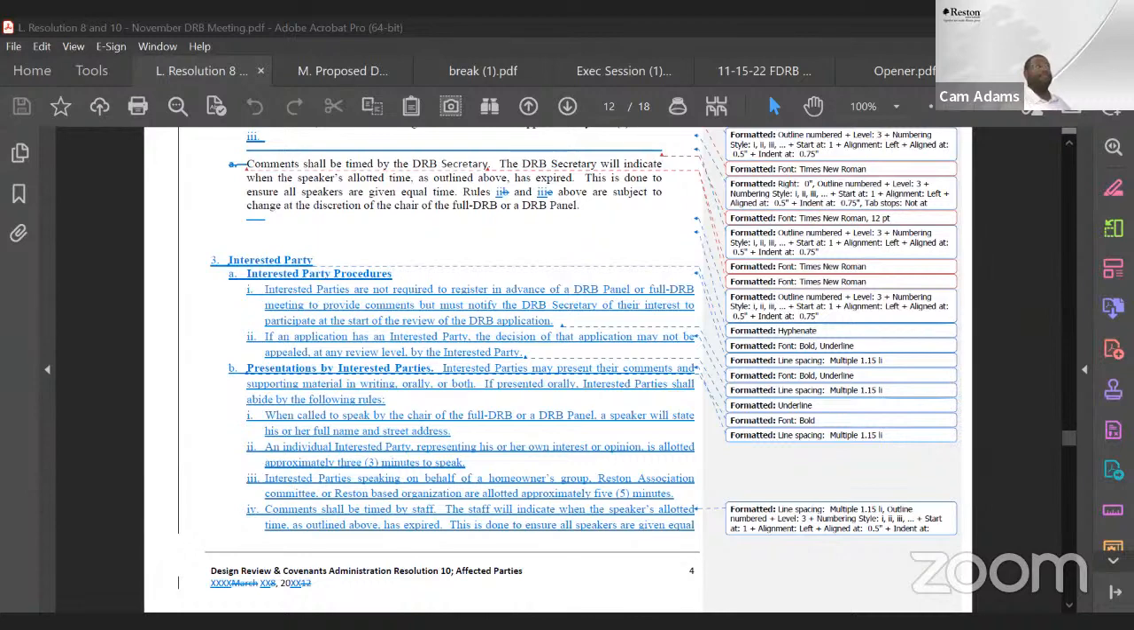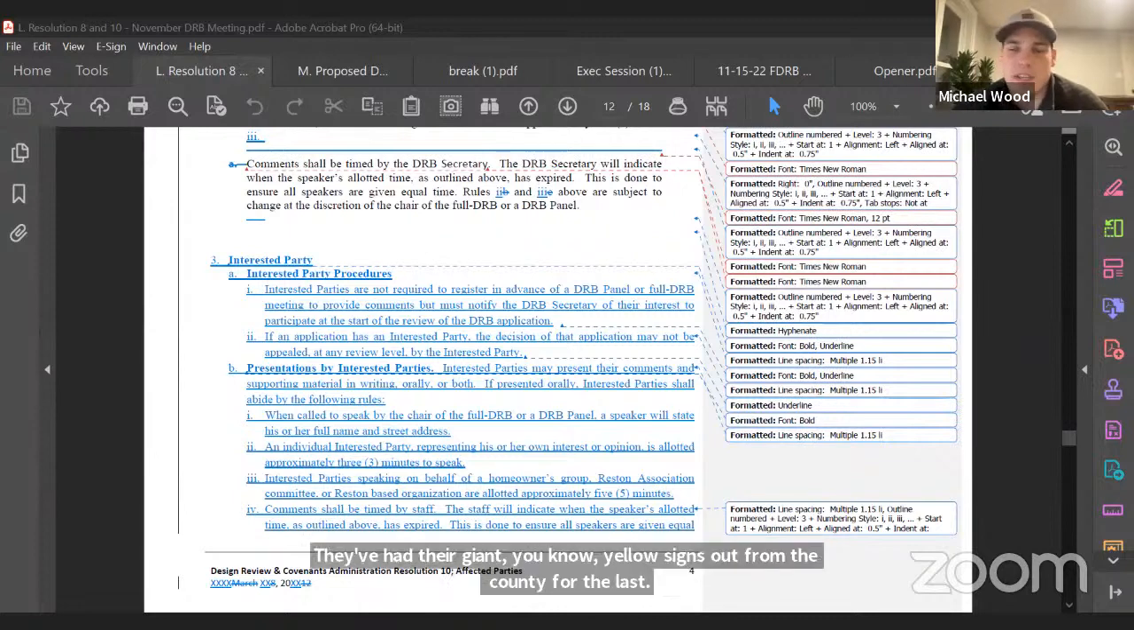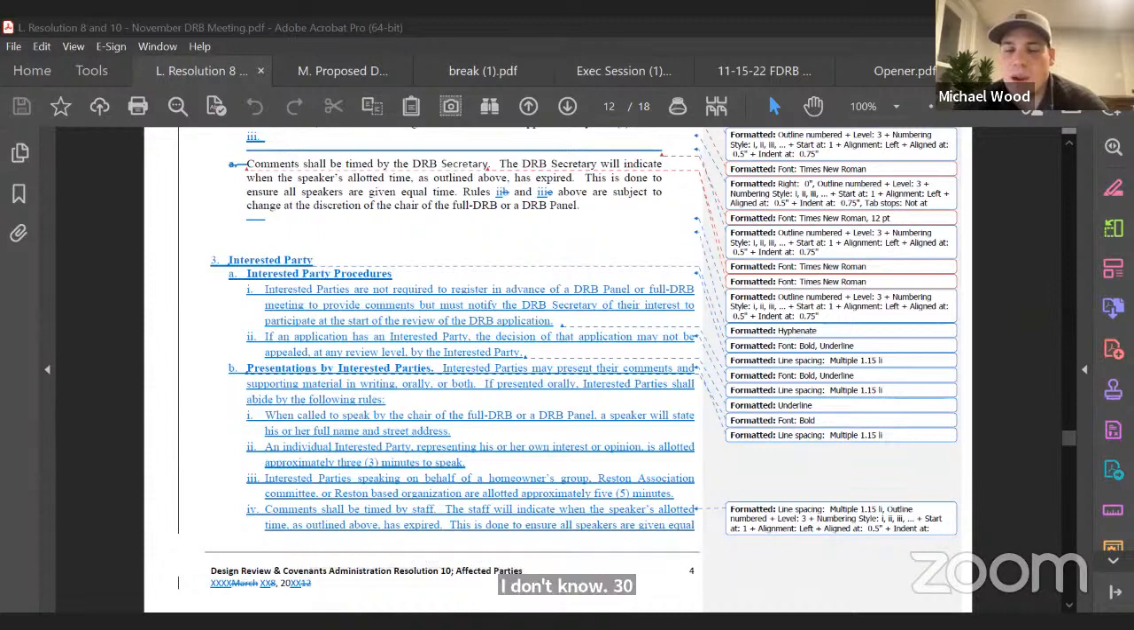This still gives the person an opportunity to participate in some capacity. Yeah, because for example, I live right by Vantage Hill here. They've had their giant yellow signs out from the county for the last, I don't know, 30 days, probably, that are just sitting there on the property notifying that there's a site. There's a rezoning application, right? Personally, I'm tired of looking at them, but that's not up for discussion.